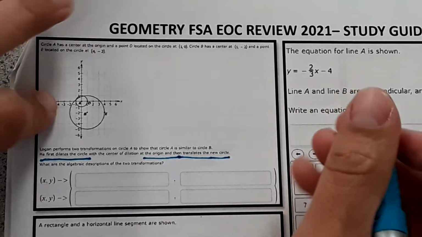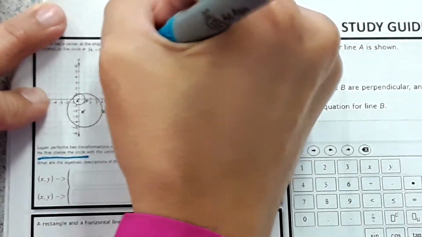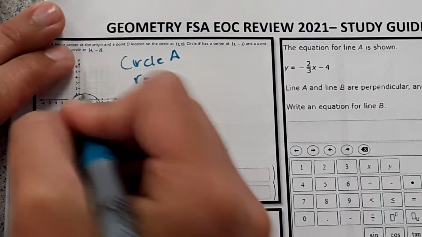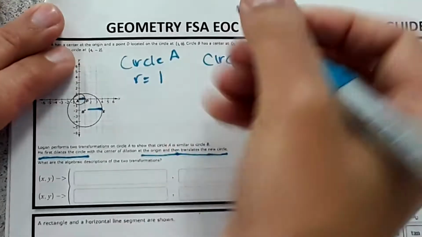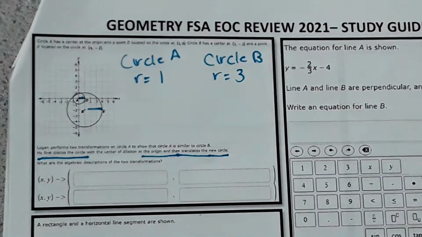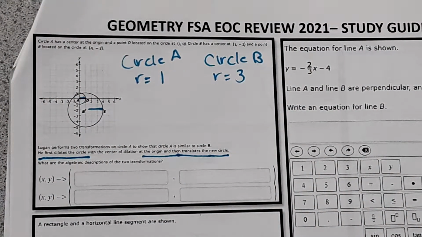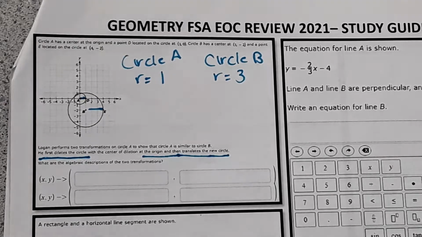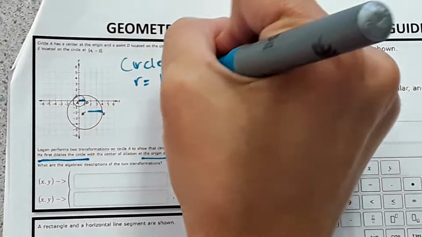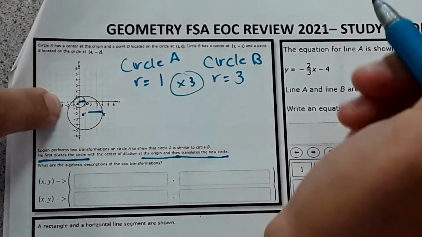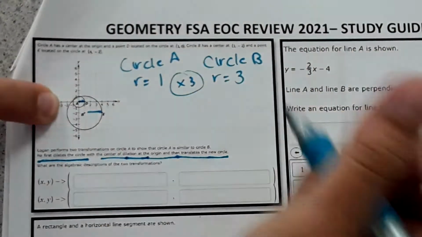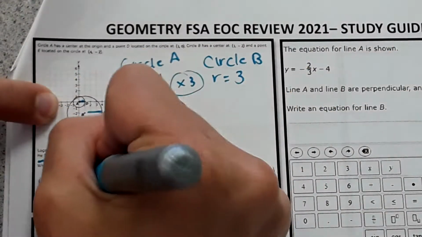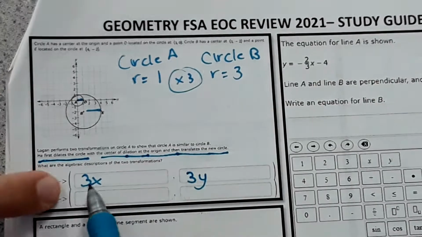Okay, so we have to dilate the circle by a scale factor. For circle A, the radius is the distance from the center to the outside, which is 1 unit. And for circle B, the distance from the center to the outside is 3 units. So they're multiplying by 3, so the scale factor is 3. When you have a dilation from the center, and it does tell us the center of dilation is at the origin, you can multiply the x and the y by 3. So this would be 3x and 3y.